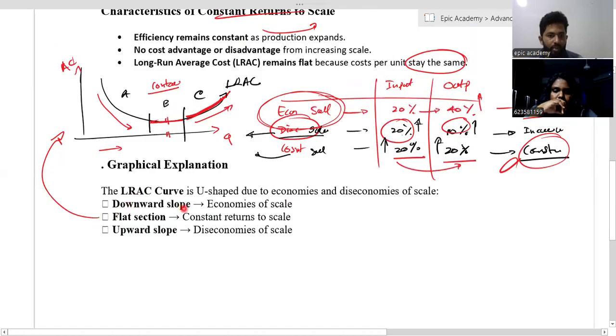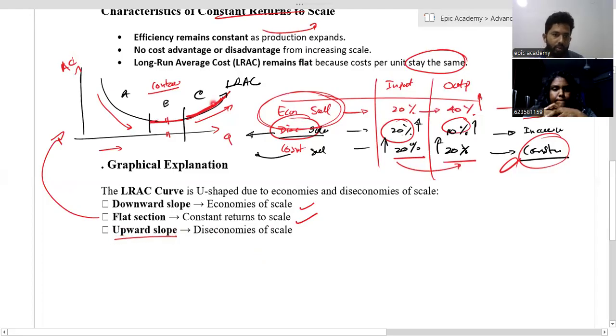Downward slope, economies of scale. Yes, because it represents the average cost for the long run. It reduces. It represents the economies of scale. And flat sections, I mean this part, the B part, is constant return to scale, isn't it? Yes.